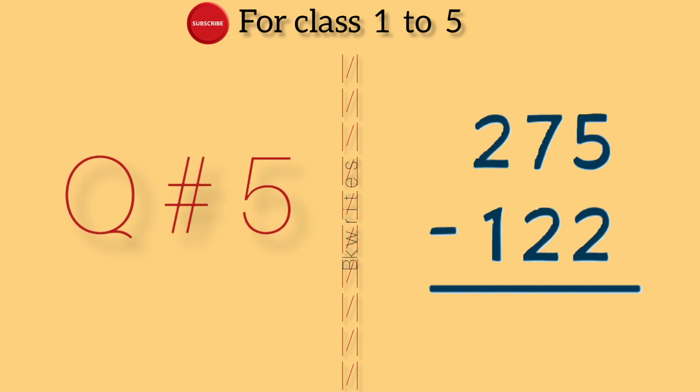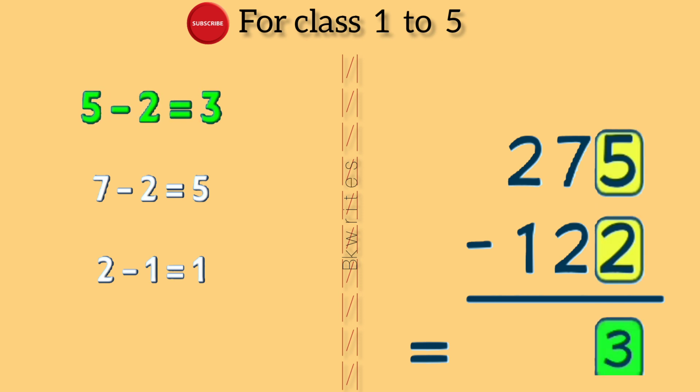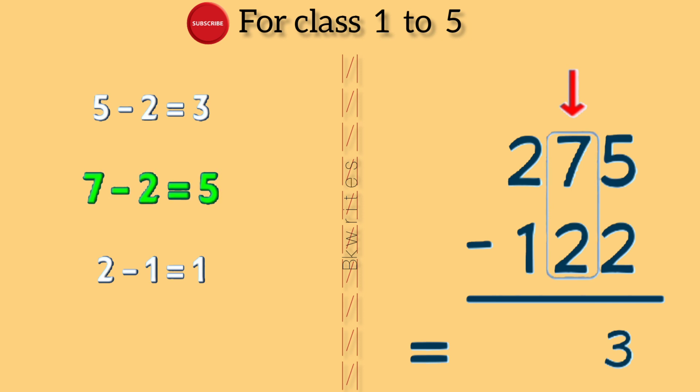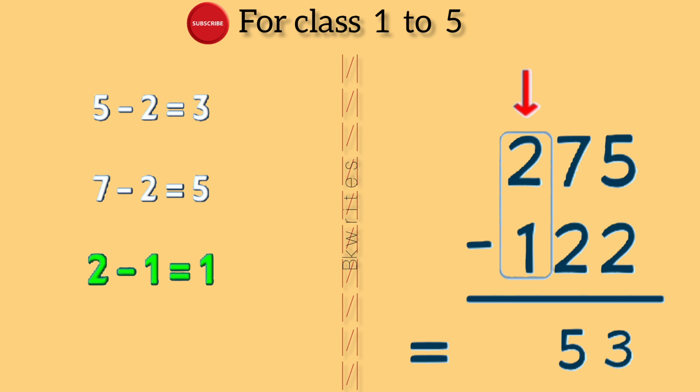Question number 5. 275 minus 122, and 5 minus 2 is equal to 3. And 7 minus 2 is equal to 5. 2 minus 1 is equal to 1.